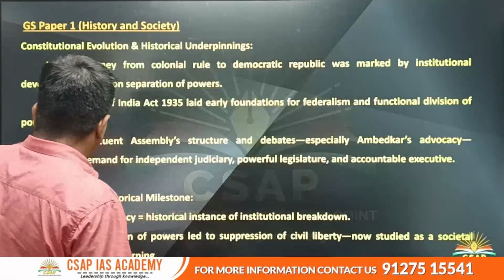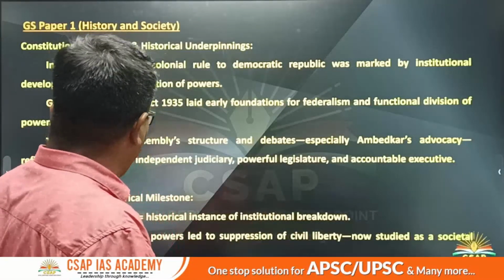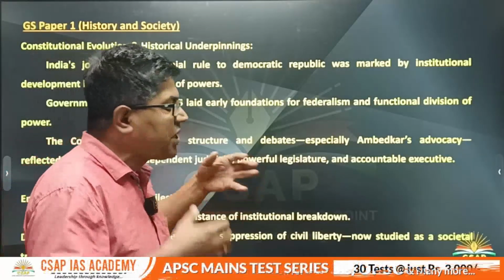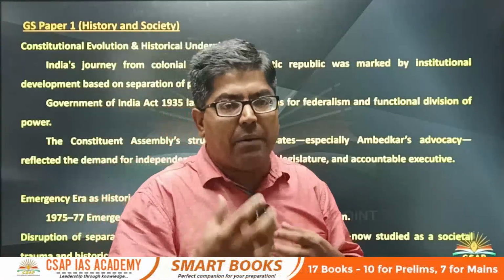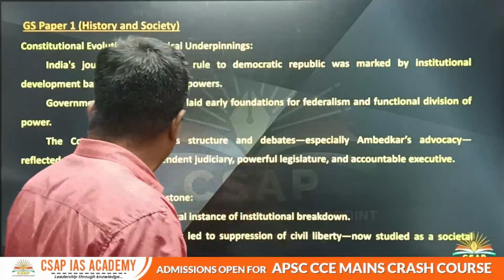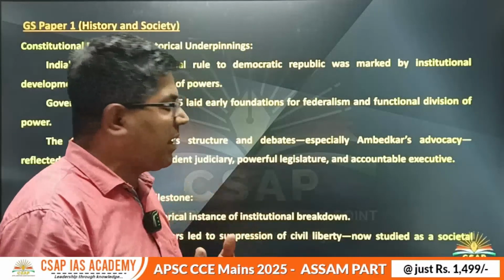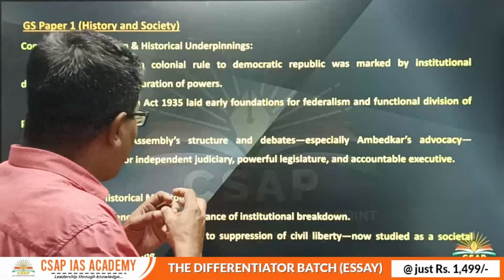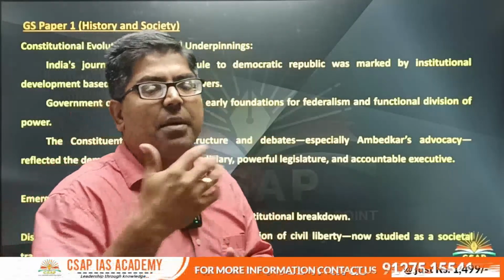And when we look at the Emergency era as a historical milestone, we have the Emergency as the historical instance of institutional breakdown. When the separation of powers or this harmonious balance is violated, and there is some kind of institutional breakdown, the disruption of the separation of powers basically led to the suppression of civil liberty. So you see, whenever this harmonious balance or the doctrine of separation of powers gets compromised, it has a larger impact on the society.